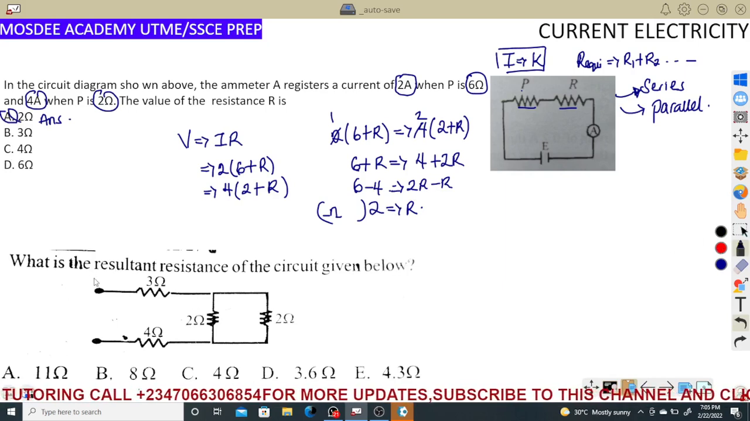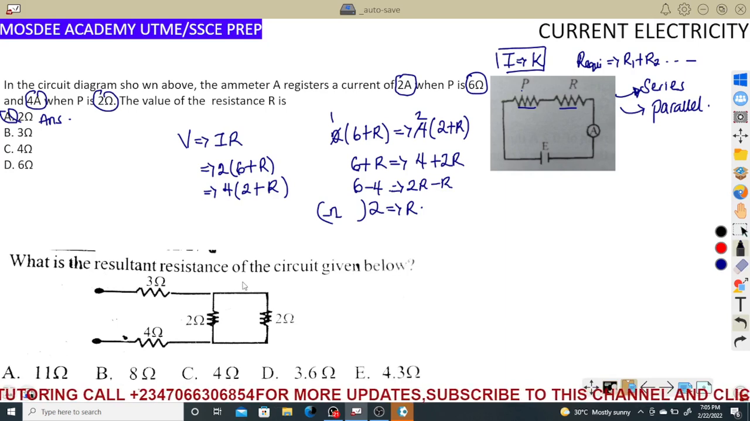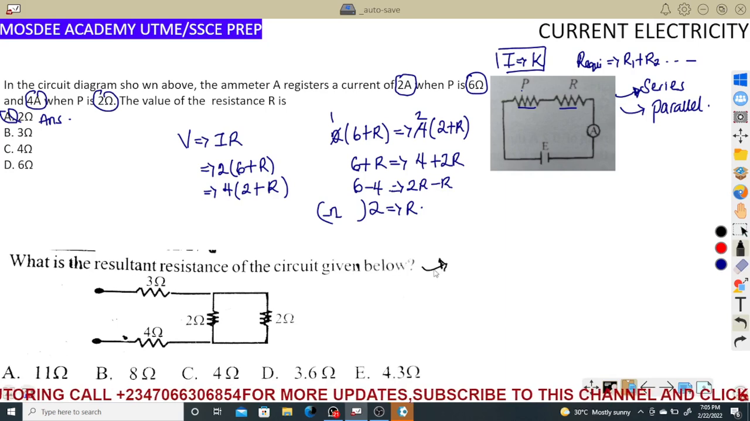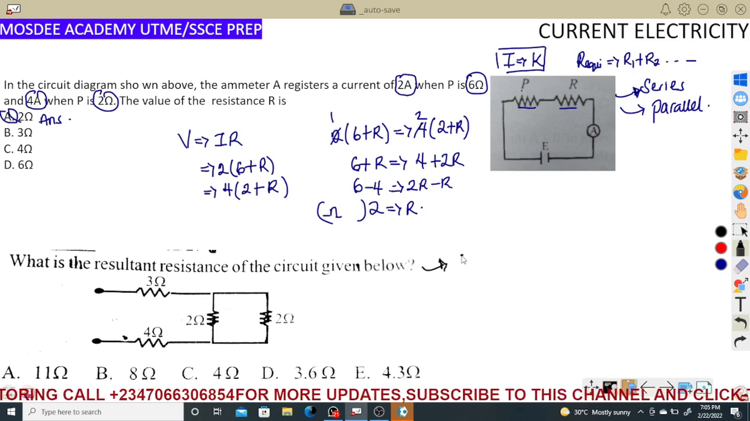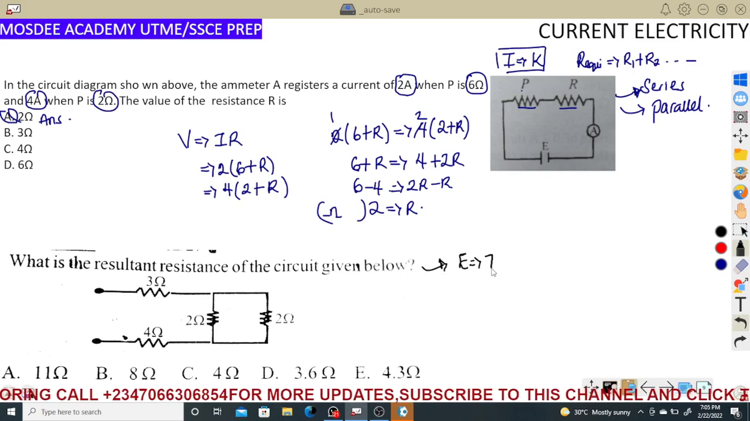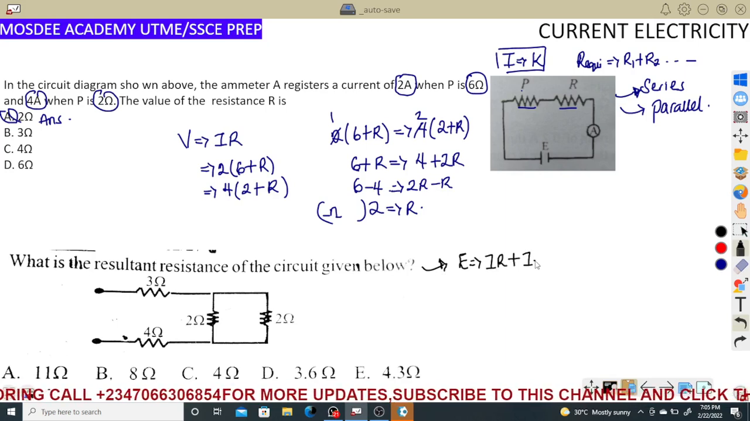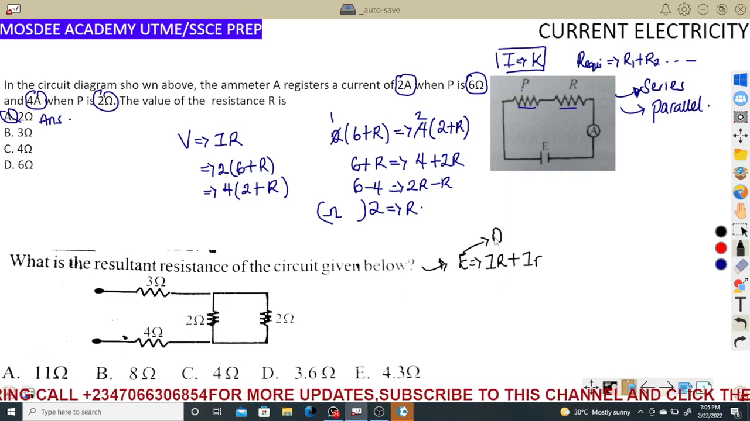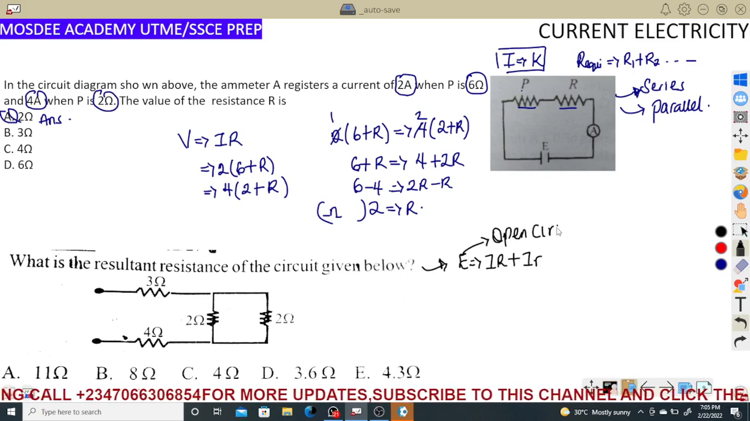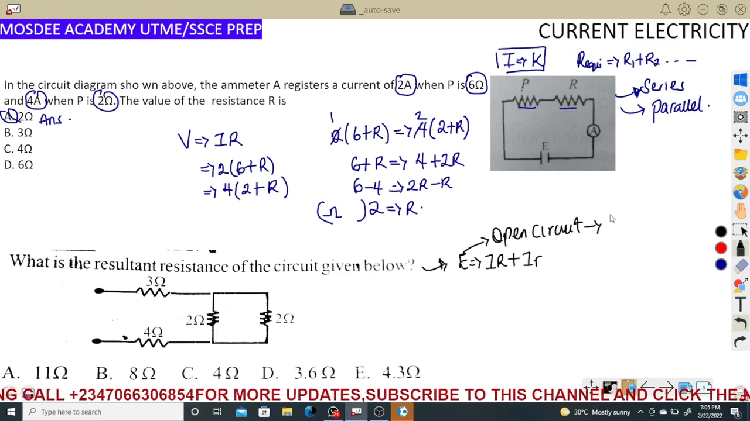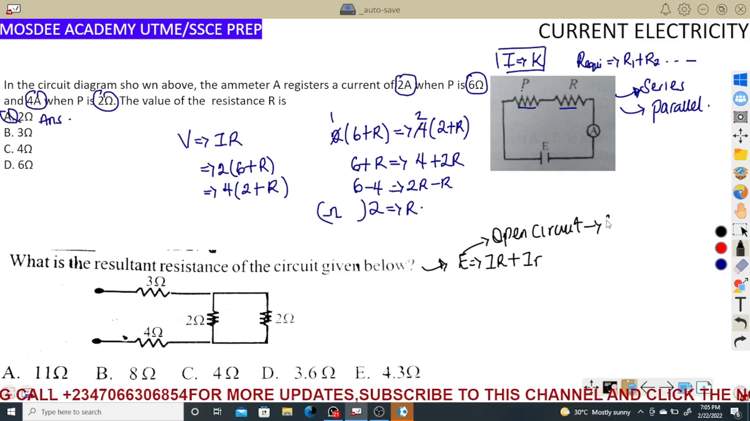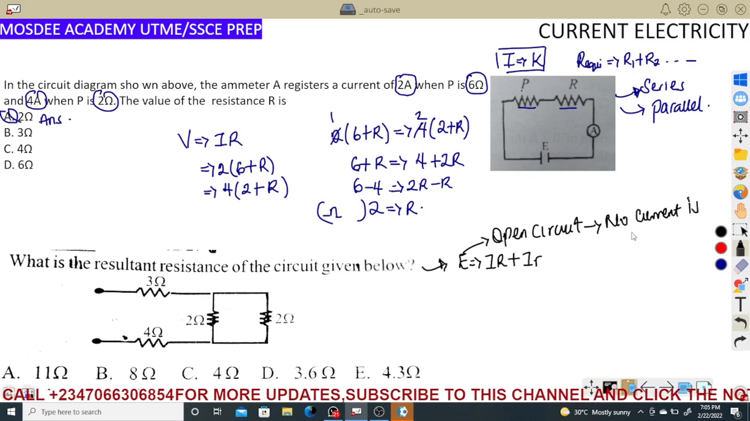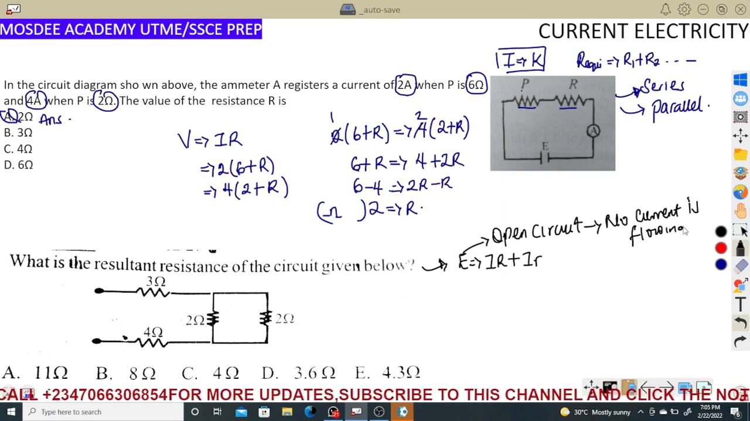About the next question, we are talking about the resultant resistance, which we call equivalent resistance. Now, this is an open circuit. Another thing between E, the electromotive force, I give the formula as IR plus Ir, you call lost volts. This EMF is applicable for what we call an open circuit. What do we call an open circuit? That is a circuit that is not delivering any current. You can say no current is flowing. When current is not flowing, we say open circuit.